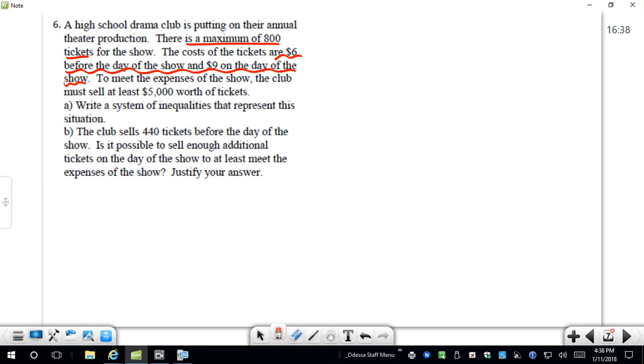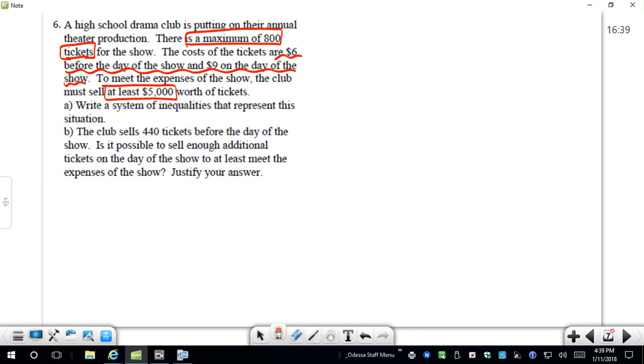Seems important. To meet the expenses of the show, the club must sell at least $5,000 worth of tickets. I'm going to go ahead and box that in as well. Actually, I think I'll box this in too. And some of you might already know why I'm boxing those in. So part A says, write a system of inequalities that represent this situation.